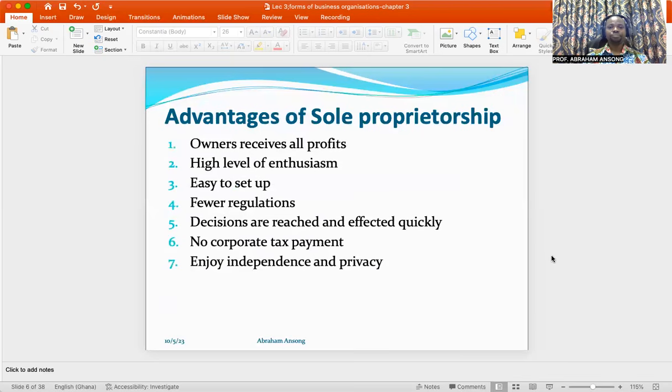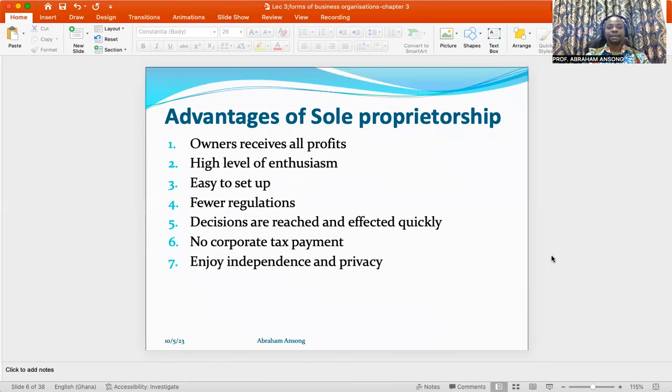Okay. What are the advantages of sole proprietorship? The first point is that the owner or owners receive all profits. Okay, so it is not a partnership. It's just one person who has set up the business. And so the person who sets up the business, the business turns out to be profitable. The person who set up the business enjoys all the profits that come from the business.